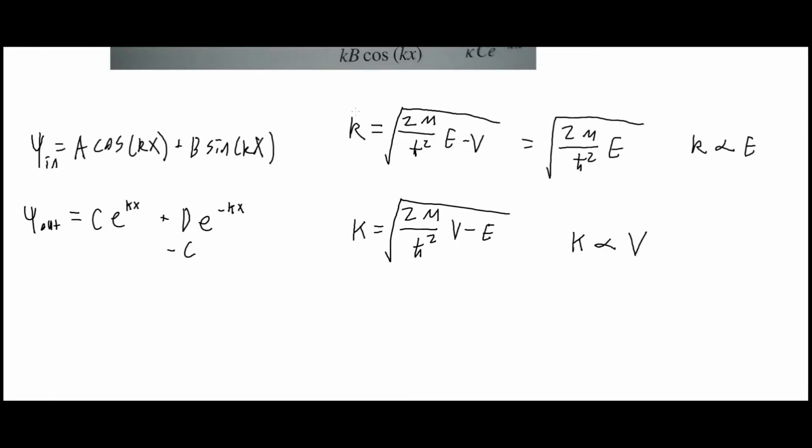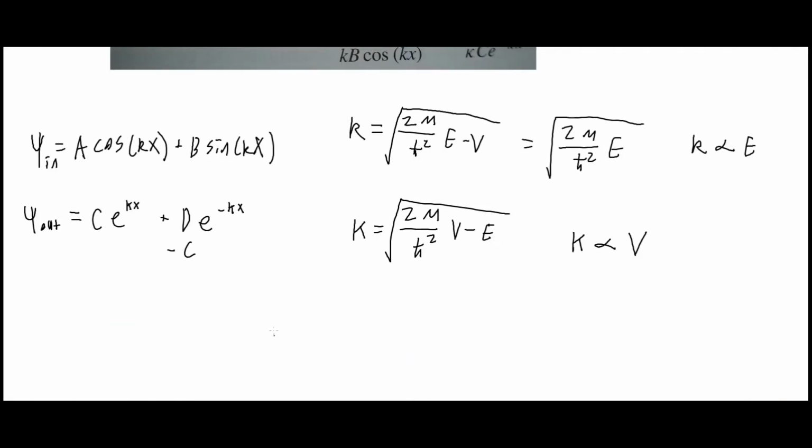And so our K, or kappa, is proportional to V. So as V gets larger, our K gets larger, and that makes the decay occur more rapidly.